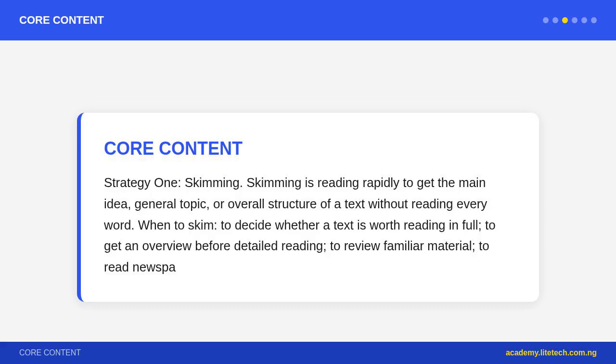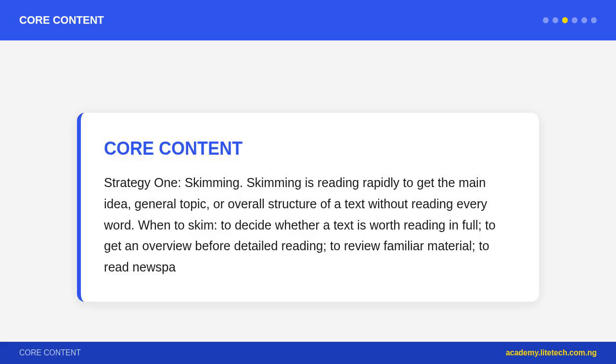Strategy 3. Intensive reading. Intensive reading is careful, slow, analytical reading where you attend to every word, sentence, and idea. You activate prior knowledge, make inferences, identify arguments, question the text, and build a full understanding.